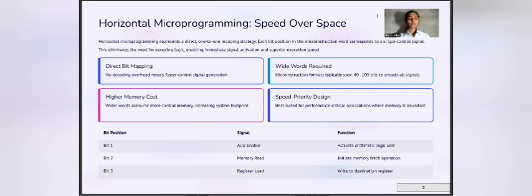Suppose we have 3 bits in a horizontal microprogram. The first bit is ALU enable, which activates the arithmetic and logic unit, the second is memory read, which performs the immediate memory fetch operation, and the third is register load, which writes to the destination register. This is the overall concept of horizontal microprogramming.